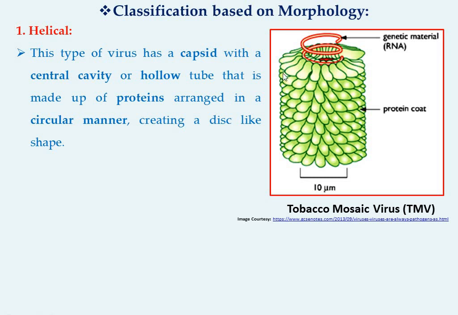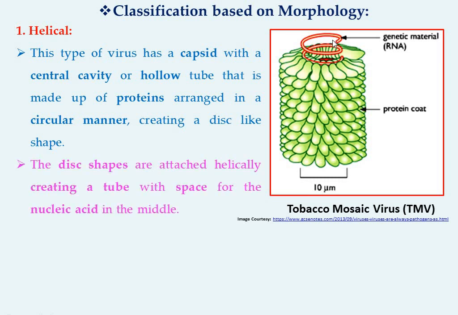In this image, we can easily observe a protein coat termed the capsid, made up of protein subunits which are called capsomeres, arranged in a circular manner and forming a central cavity, creating a space for arrangement of their genetic material, that is RNA. The disc shapes are attached helically, creating a tube with space for the nucleic acid in the middle. Here is the space for the nucleic acid.